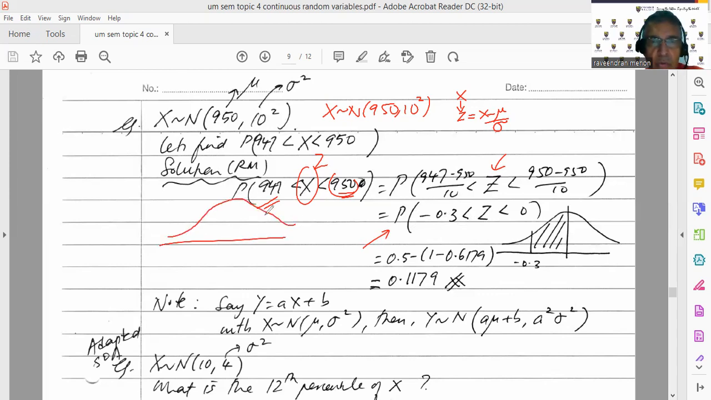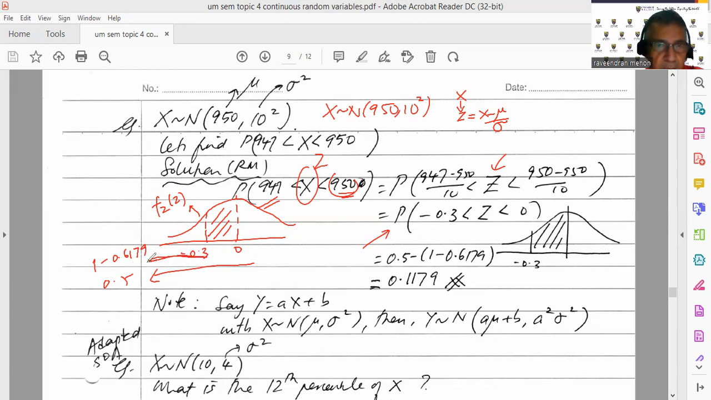So we'll resort to your normal curve for Z. And we have got 0 here, and we have got negative 0.3 on this side. We're looking for this probability. So look up your tables or your calculator. This value here is 0.5. This value here is 1 minus 0.6179, depending on which table or calculator you're using.